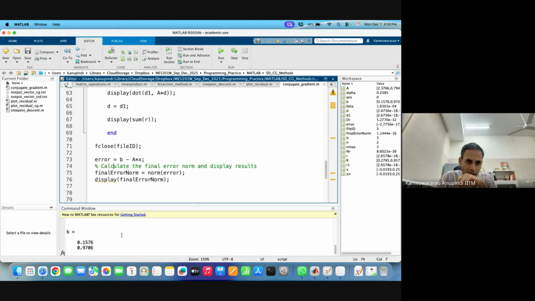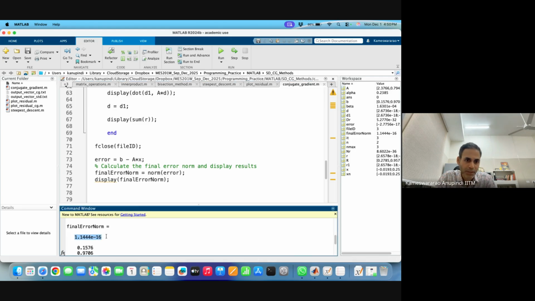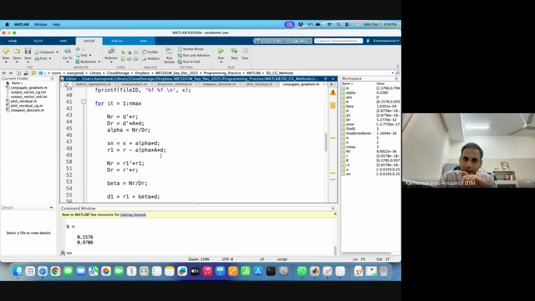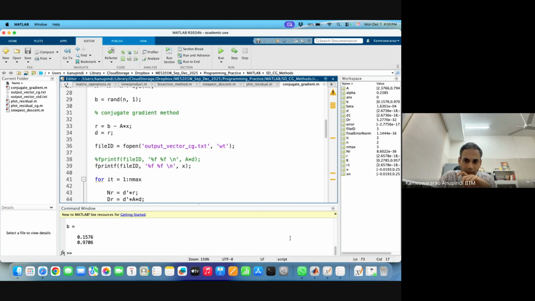Okay, so I think it didn't print the error norm. Where is the error norm? Display final error norm. Why is it printing two values here? It should have printed the... Okay, final error norm is, you can see, this is 1e minus 16, which is much smaller than what we had before. So it has also written a file that is output vector CG.